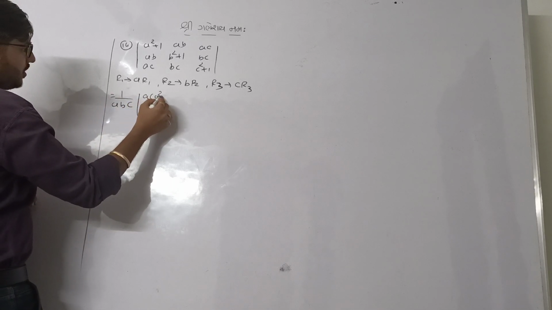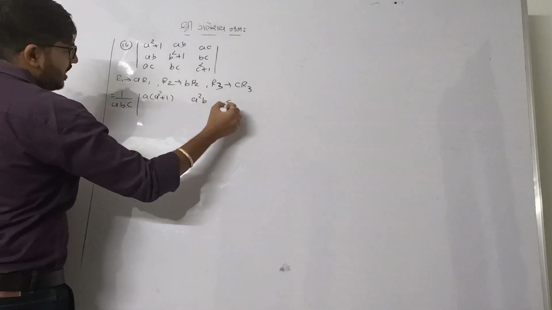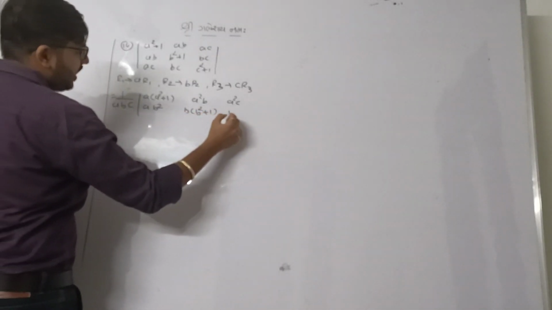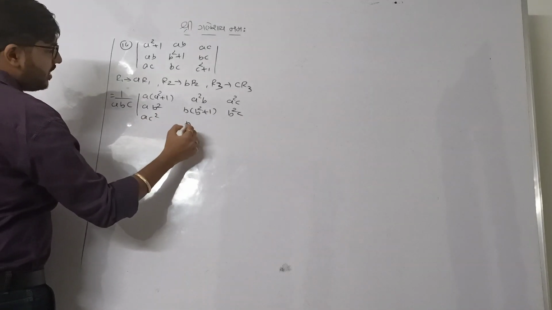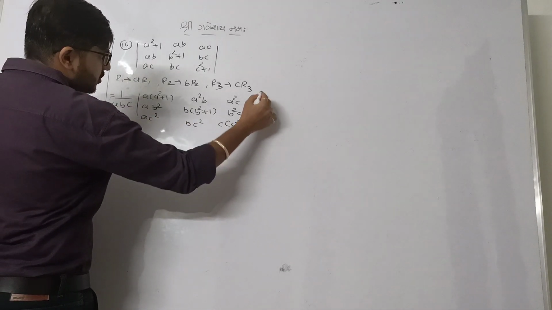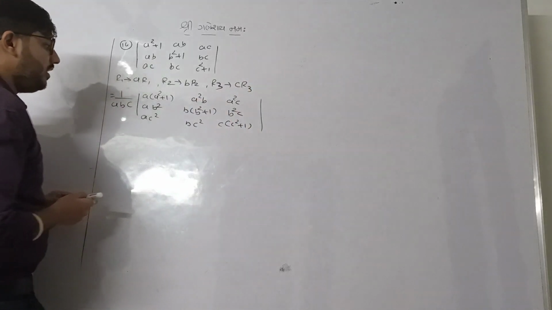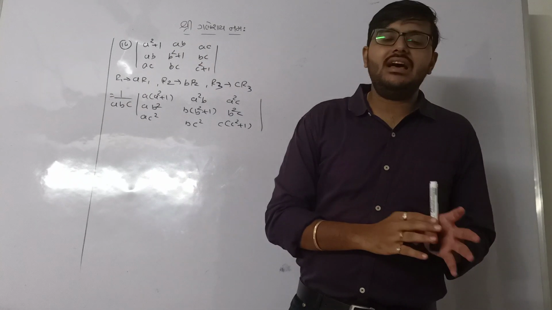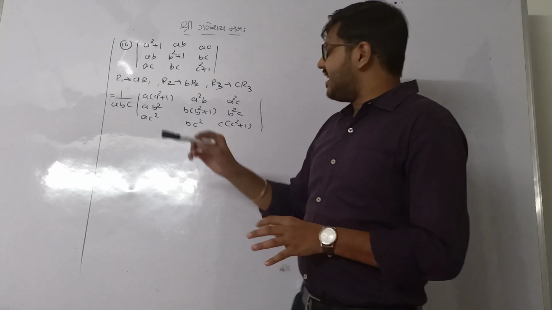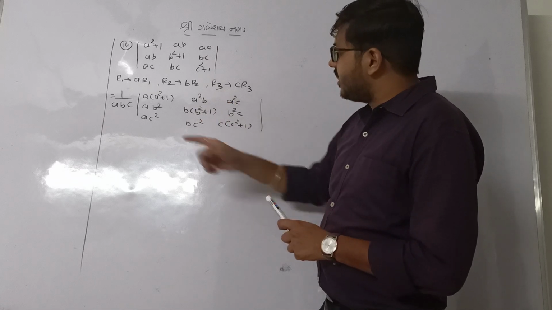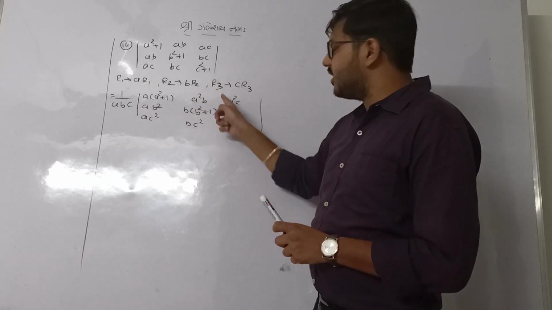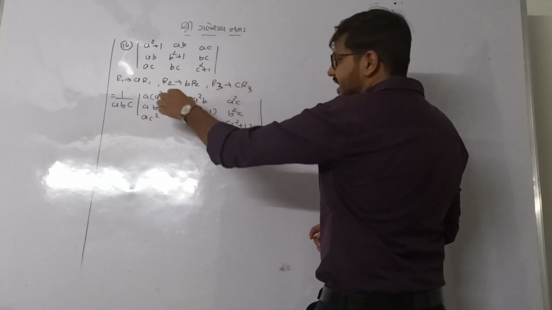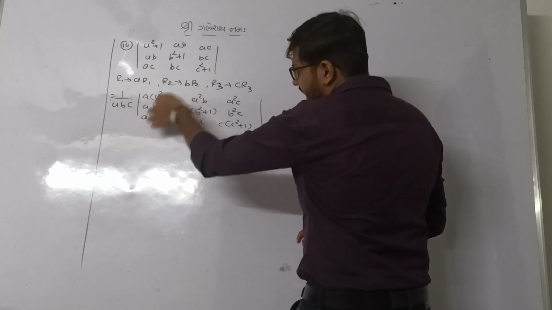So it will become A into a square plus 1, a square B, a square C. It's AB square, B into B square plus 1, and B square C, AC square, BC square, C into C square plus 1. Okay, now just check. According to the rule, it will automatically settle down all the elements as we discussed, that as we multiply in row, you have to divide in the columns only according to the corresponding property, right? That rows will multiply by A, B and C respectively, so columns will also be divided with A, B and C.